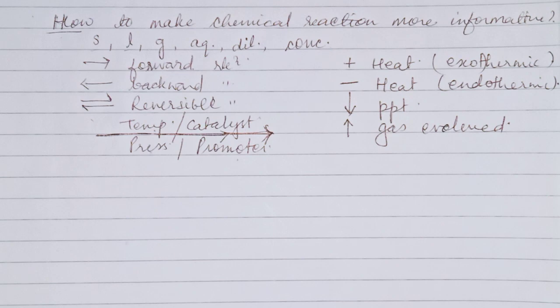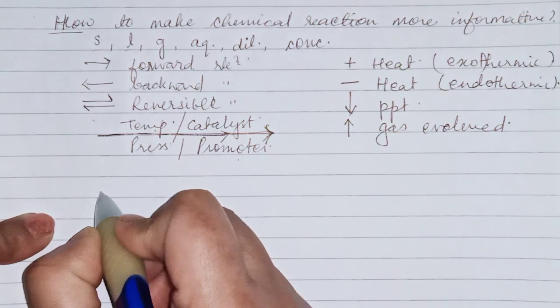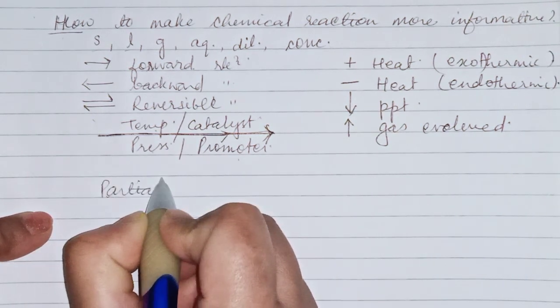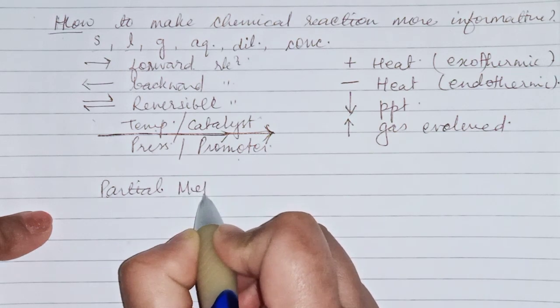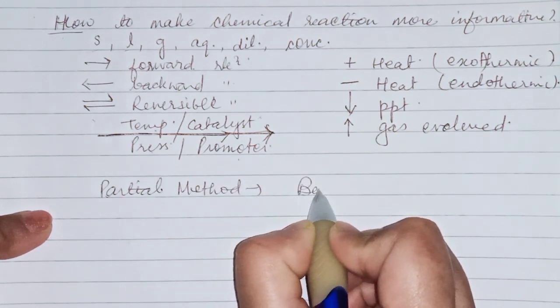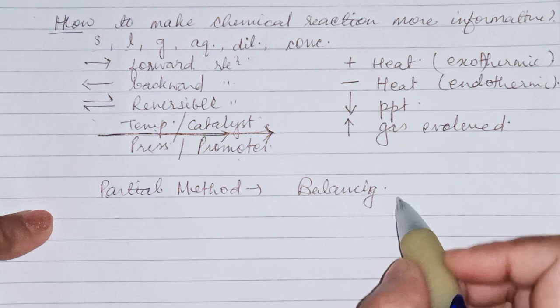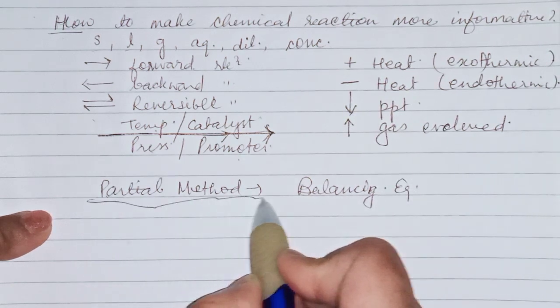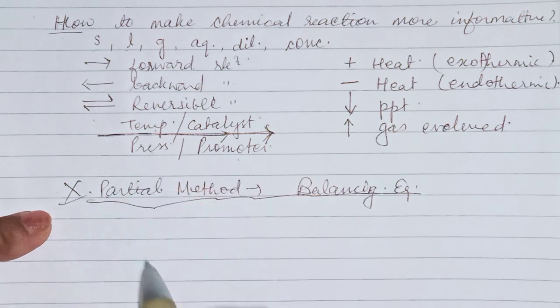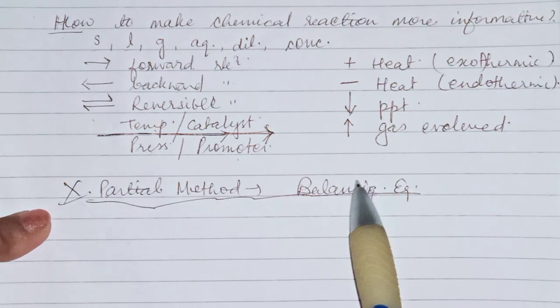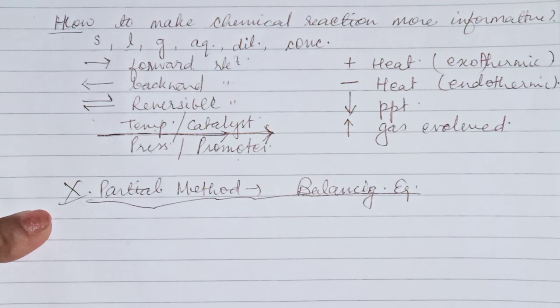Okay, one more method is there, the partial method, which is not in your syllabus, but if you want I can tell you later on. This method is also used for balancing the equation. So this method we will do later on. It is not in your syllabus. That's why I have not discussed it here. Okay, you keep on practicing with hit and trial, so you will be able to do balancing a little faster.